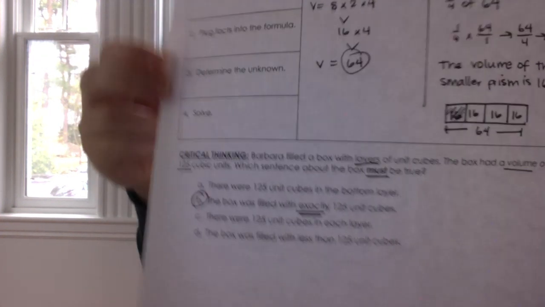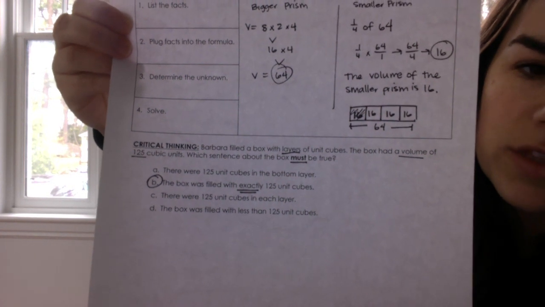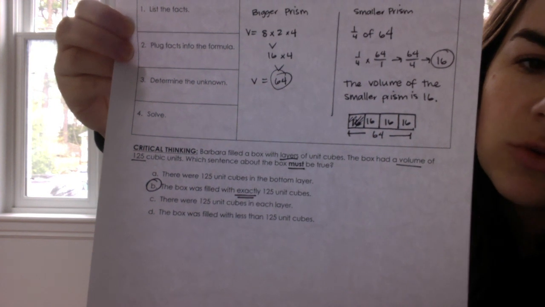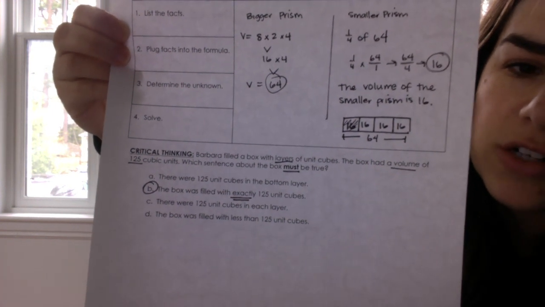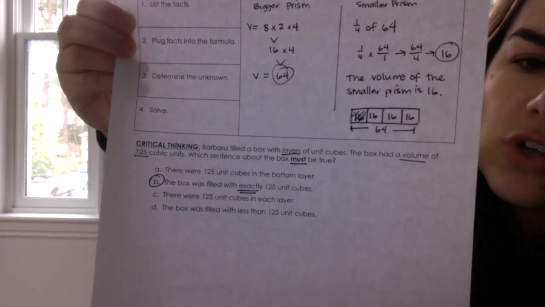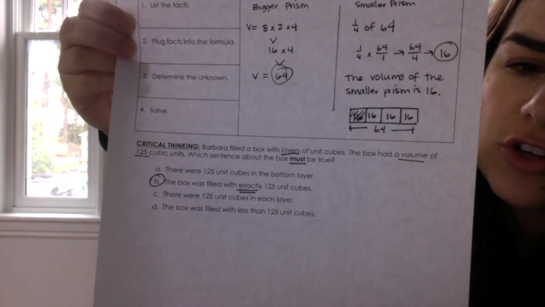All right, the next problem is a thinking problem. Notice there are no numbers really here other than what the total volume is, but it's asking you to actually think about what volume means. So Barbara fills a box with layers of unit cubes. The box had a volume of 125. Which sentence about the box must be true? So I chose B. The box was filled with exactly 125 cubes.